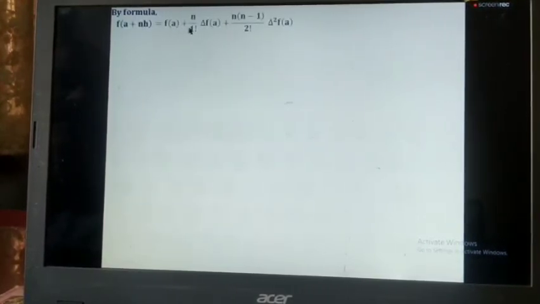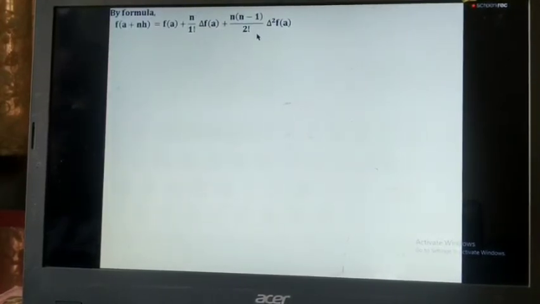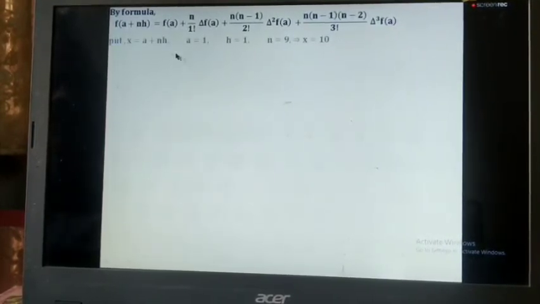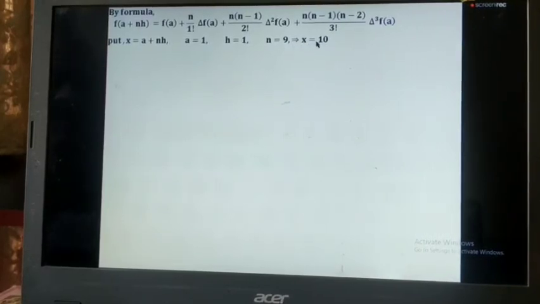So with the help of this table, use again the formula f(a + nh) = f(a) + (n/1!) Δf(a) + (n(n-1)/2!) Δ²f(a) + (n(n-1)(n-2)/3!) Δ³f(a), where x = a + nh, and a is the first initial value of x, that is a = 1. The constant interval in the table is h = 1. n is 9 because x = 10.